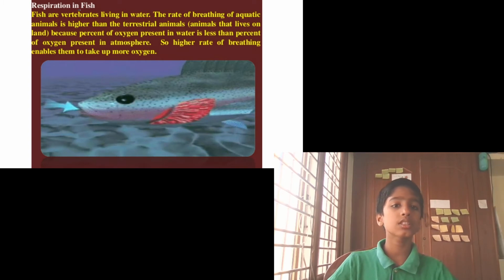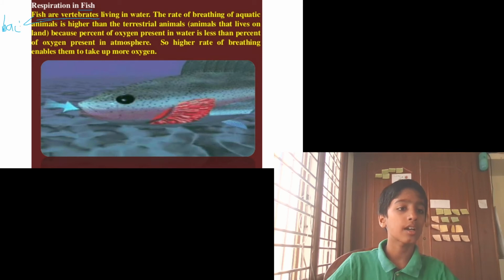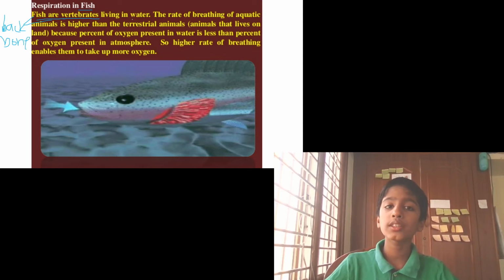Now comes the respiration in the fish. So fish are vertebrates living in the water. What are vertebrates? They have a backbone. So what are invertebrates? They don't have a backbone.